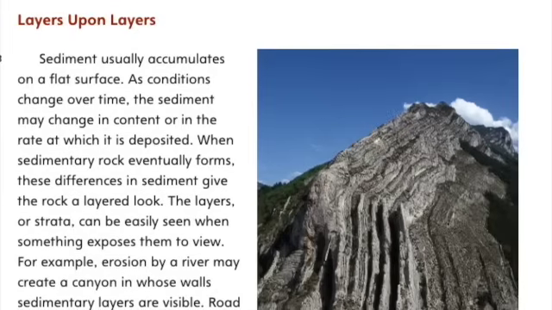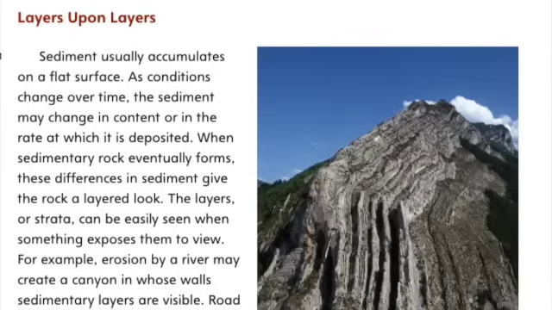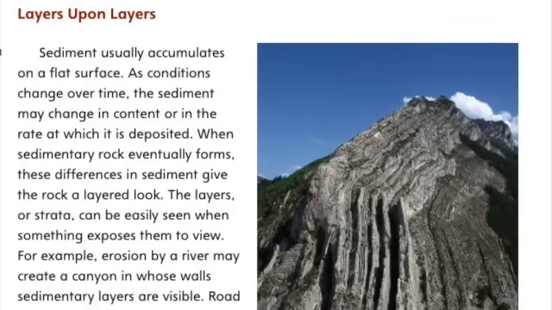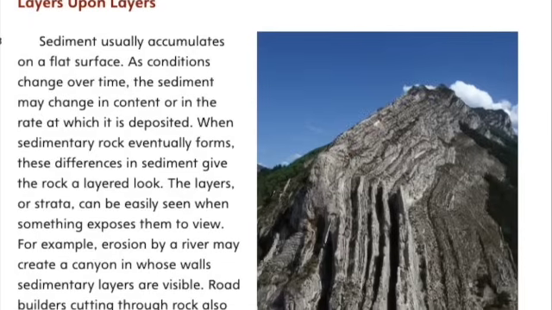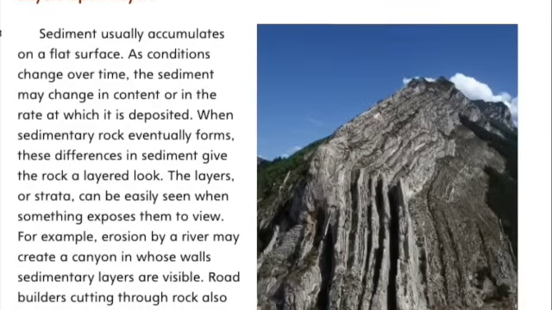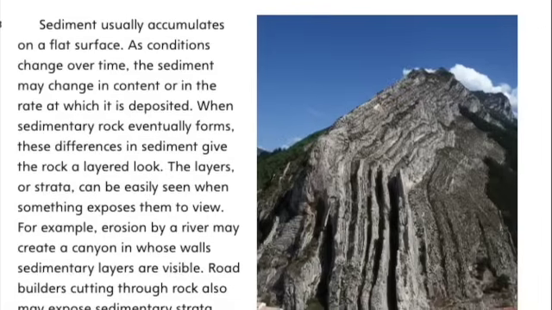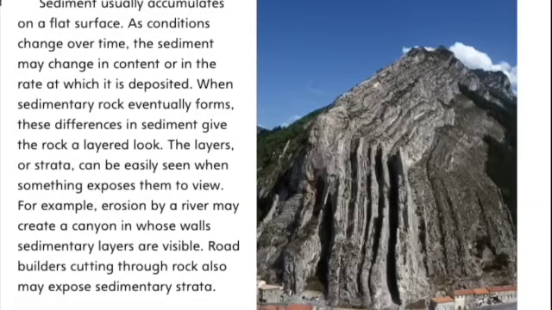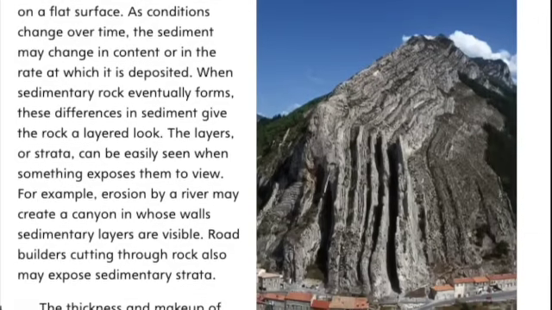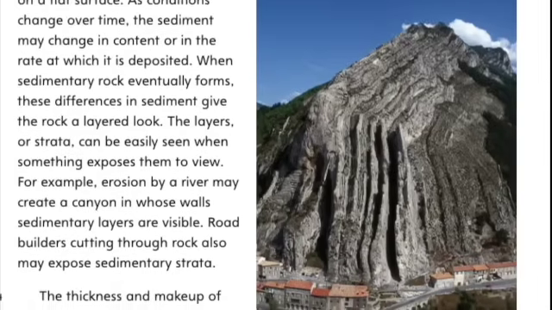Layers upon layers. Sediment usually accumulates on a flat surface. As conditions change over time, the sediment may change in content or in the rate at which it is deposited. When sedimentary rock eventually forms, these differences in sediment give the rock a layered look. The layers, or strata, can be easily seen when something exposes them to view.